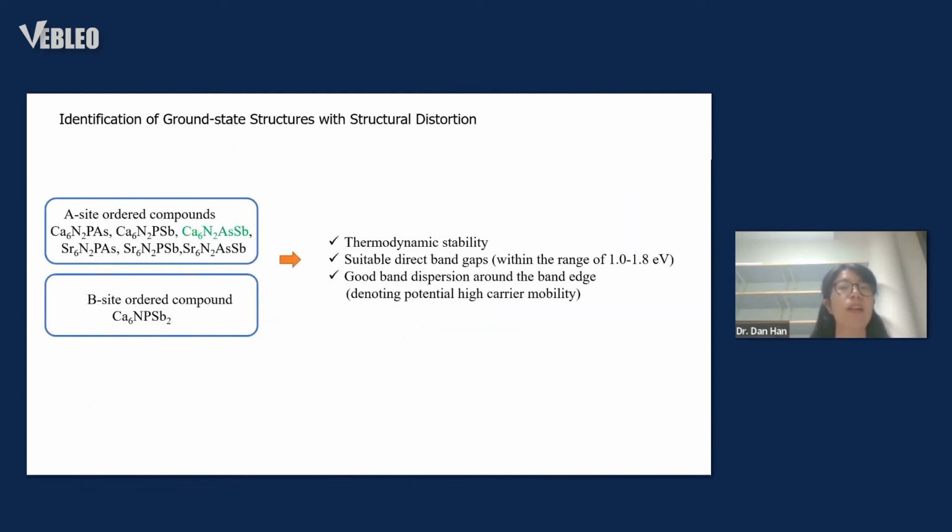So based on the criteria of thermodynamic stability, suitable direct band gaps within the range of 1.0 to 1.8 eV, and a good band dispersion around the band edge, we identify 6 A-site ordered compounds and 1 B-site ordered compound. The compounds marked by green are both thermodynamically stable and dynamically stable. So we continue by introducing structural distortion for the other 6 compounds.